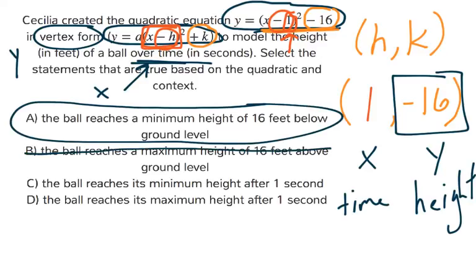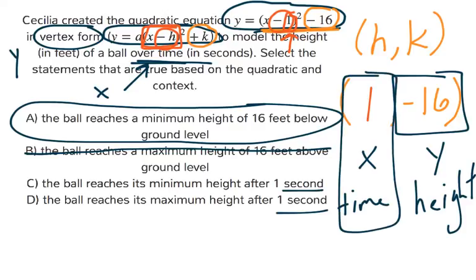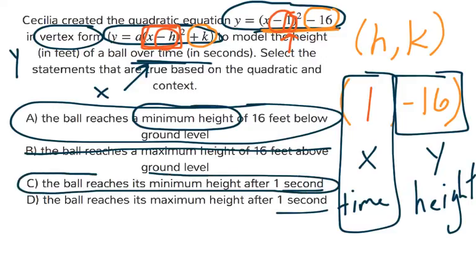And then C says the ball reaches its minimum height after 1 second. And D says the ball reaches its maximum height after 1 second. They both say 1 second, and that's right. 1 is the time. But is it a minimum height or a maximum height? Well, to stay consistent with our A answer, it's a minimum height since it's going below ground level, and the answers here are A and C.